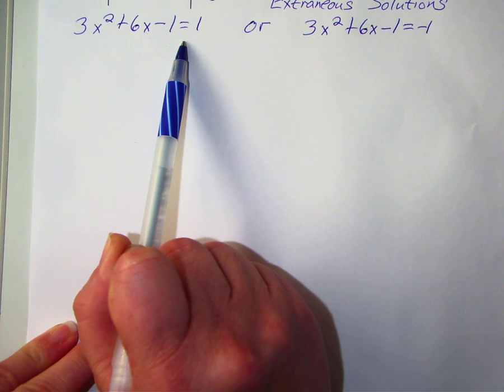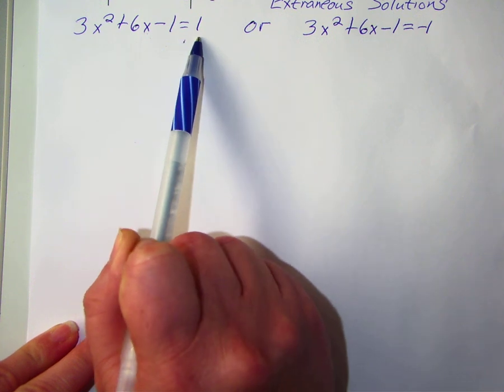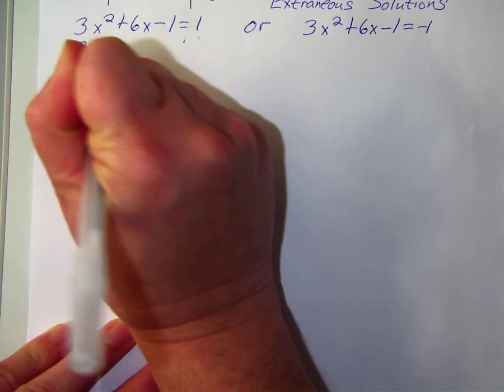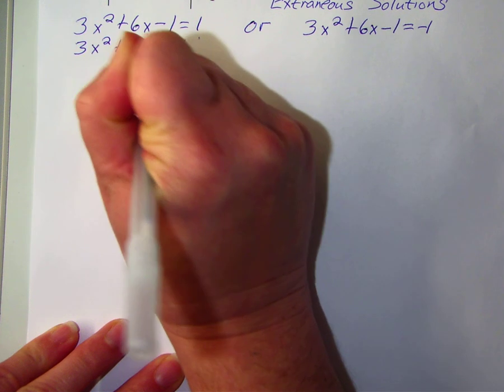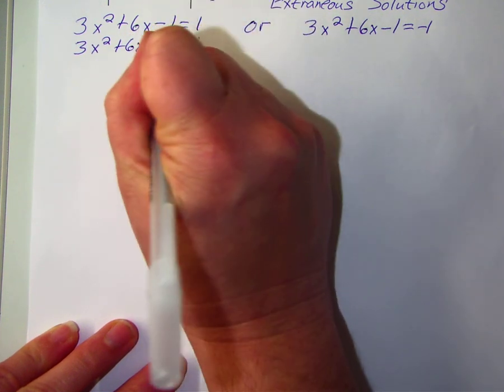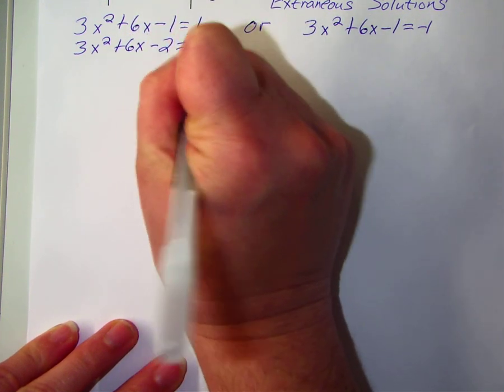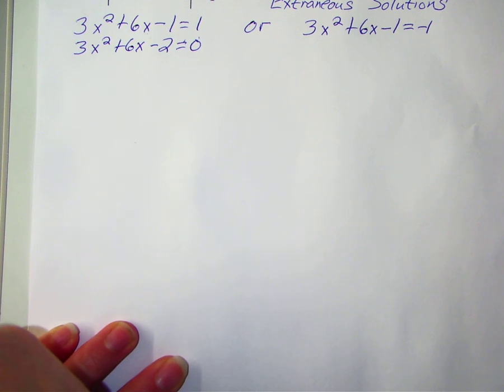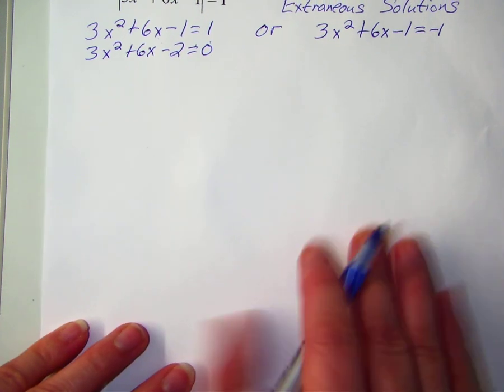I'm going to put this in standard form. I'm going to set it equal to 0. I have to subtract 1 from both sides. So negative 1 and negative 1 is negative 2. All right, it'd be really nice if this was factorable. That would make it a lot easier. So let's think about that.